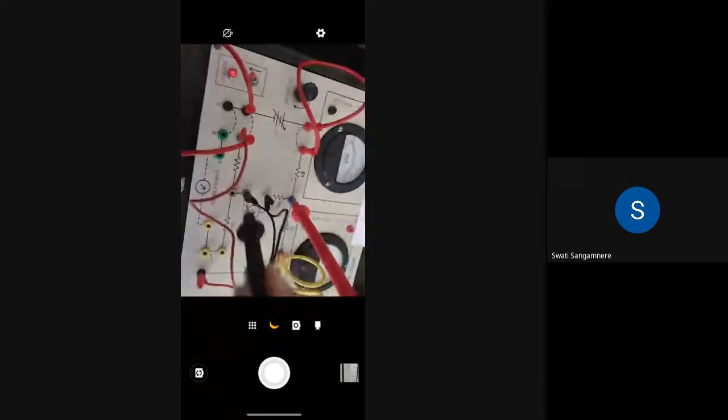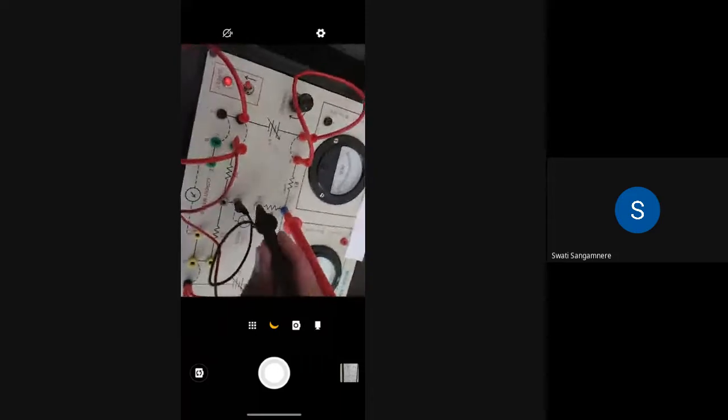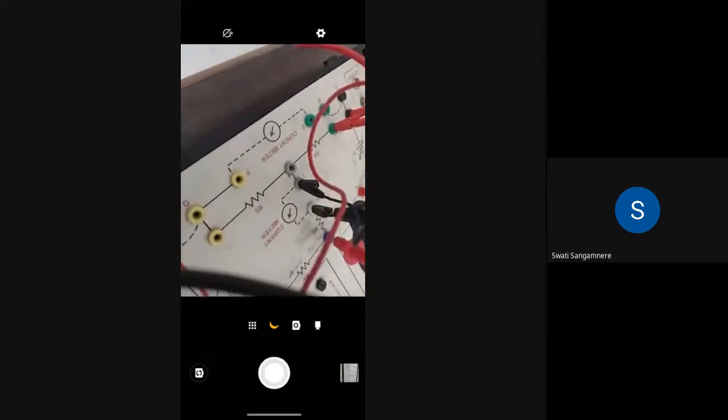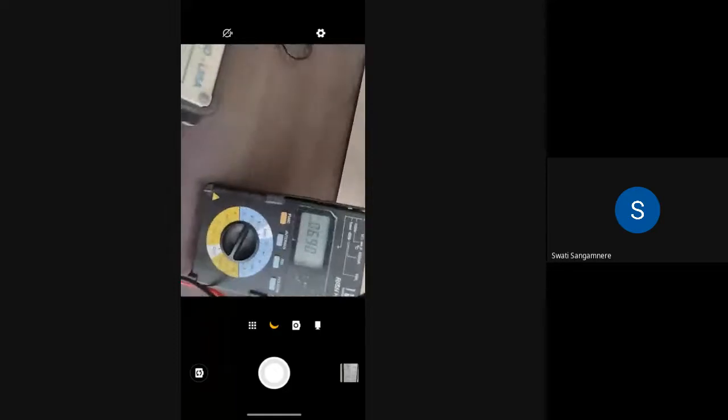So we can connect this multimeter across the resistance RC. Then see the value of VRC will become 6.89. Okay. So this value and this value will become the same.